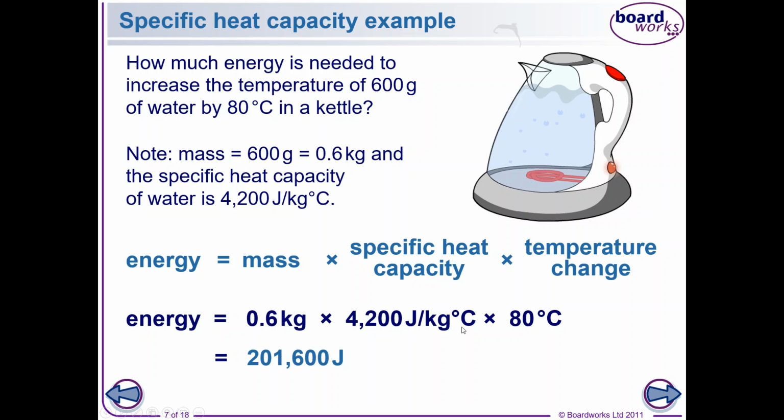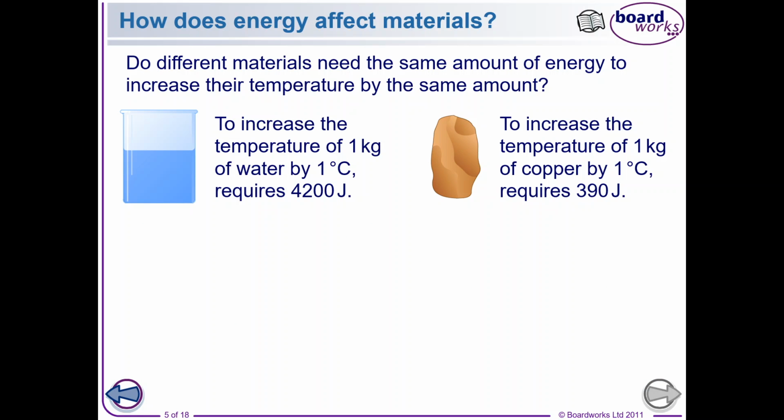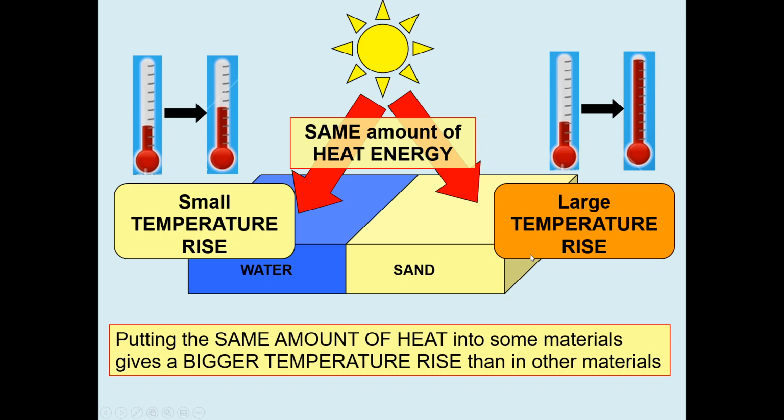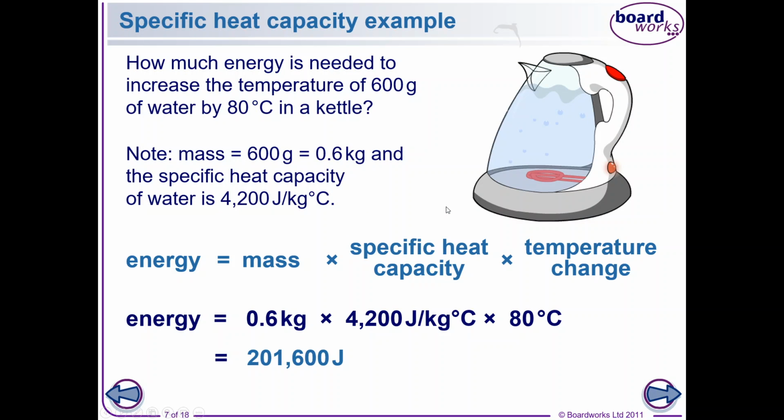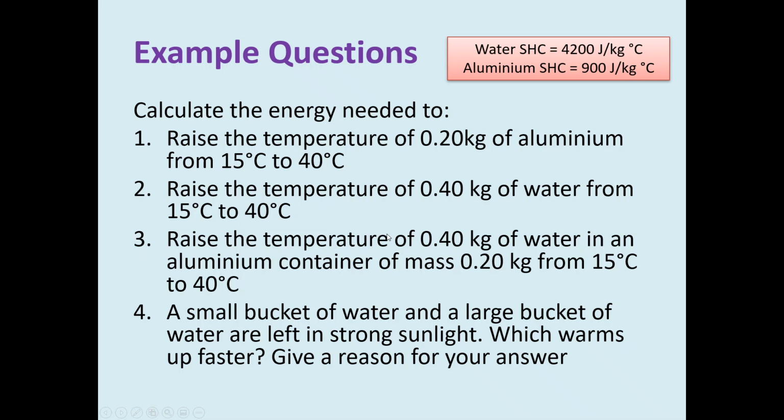So before I get you to do some example questions, if we just go back to think about our sand and the water, what we can now know is that water has got a bigger specific heat capacity than sand. So it needs more energy to heat up water than it does to heat up sand. So that's why sand gets hotter quicker compared to the water. So what I'd like you to do now is have a go at answering these 4 questions.